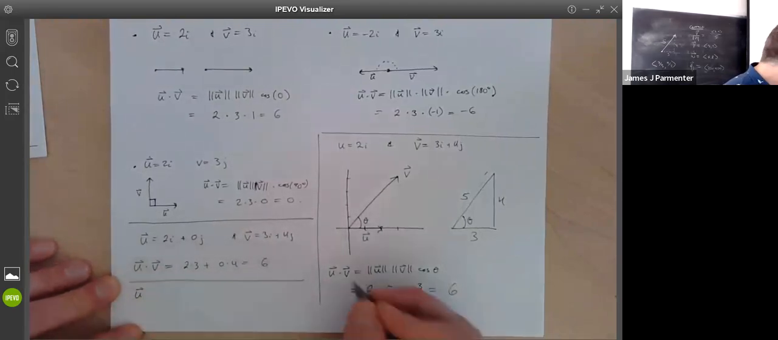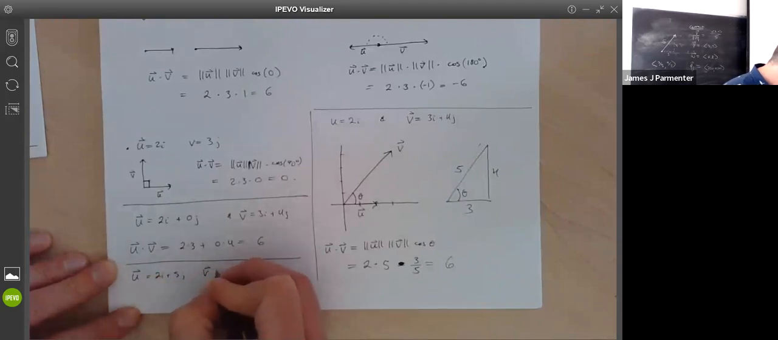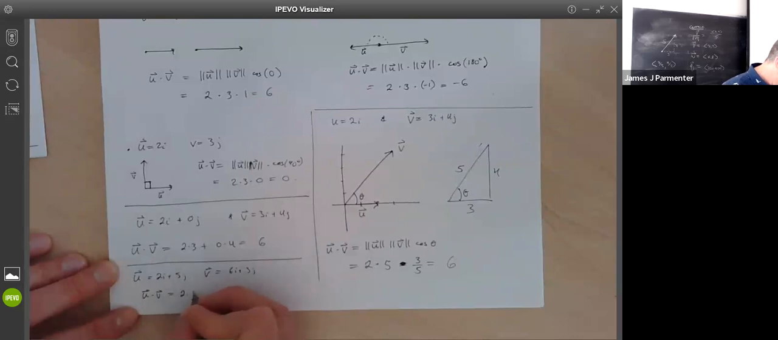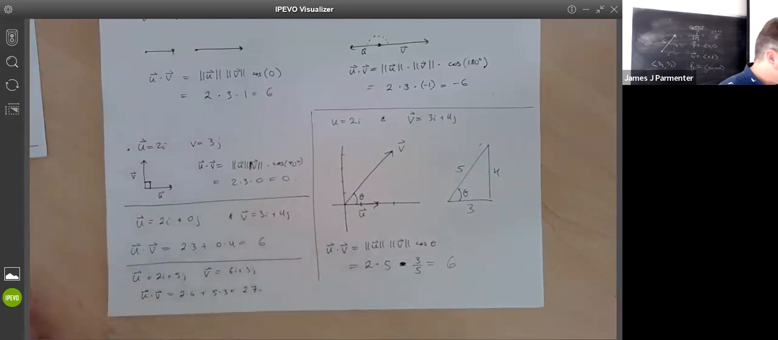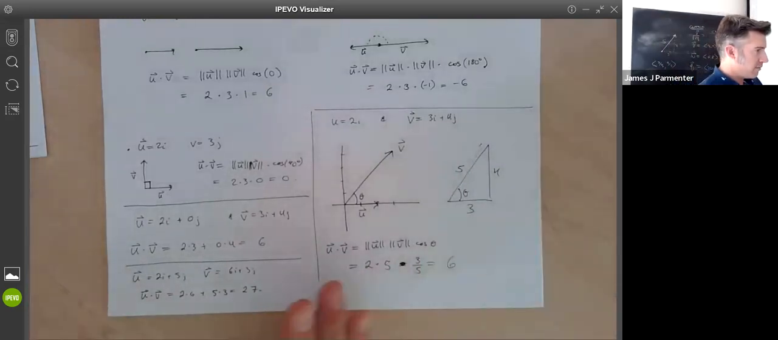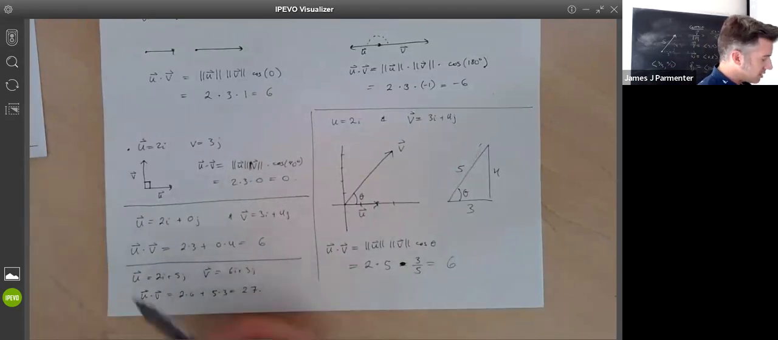And it works for any vectors. If u is equal to 2i plus 5j and v is equal to 6i plus 3j, then u dot v is simply calculated as 2 times 6 plus 5 times 3, which is 12 plus 15, which is 27. You could probably, if you tried really hard, draw some vectors and triangles and find the cosine of the angle between them, but it's not worth the effort, not when we have this much easier way of doing it.